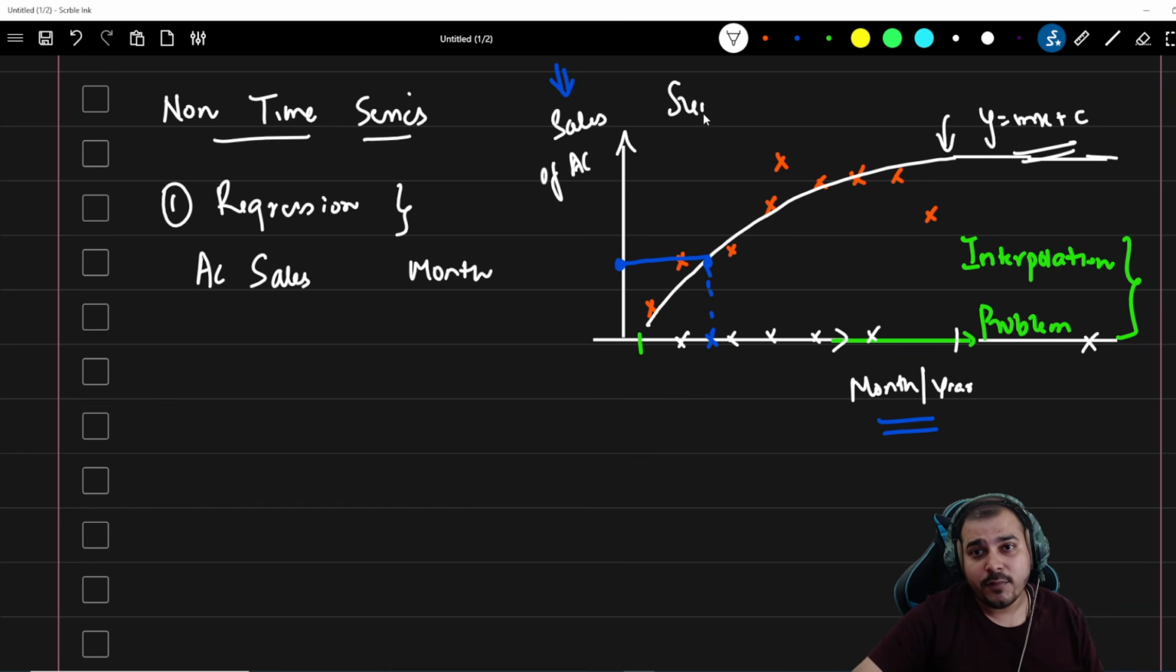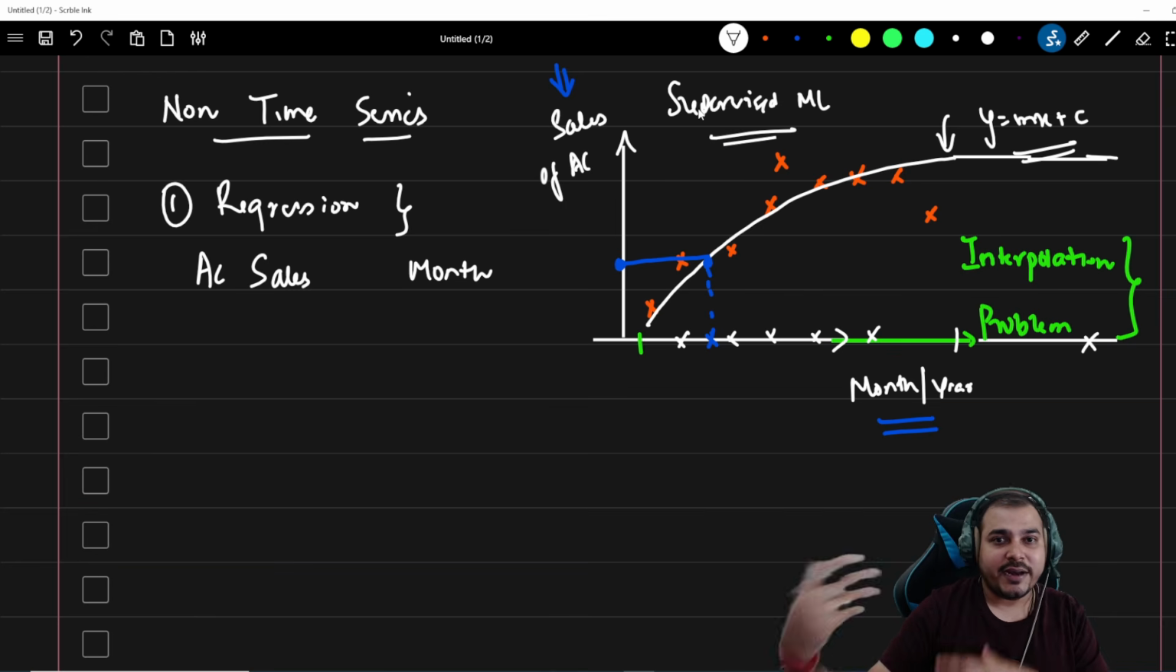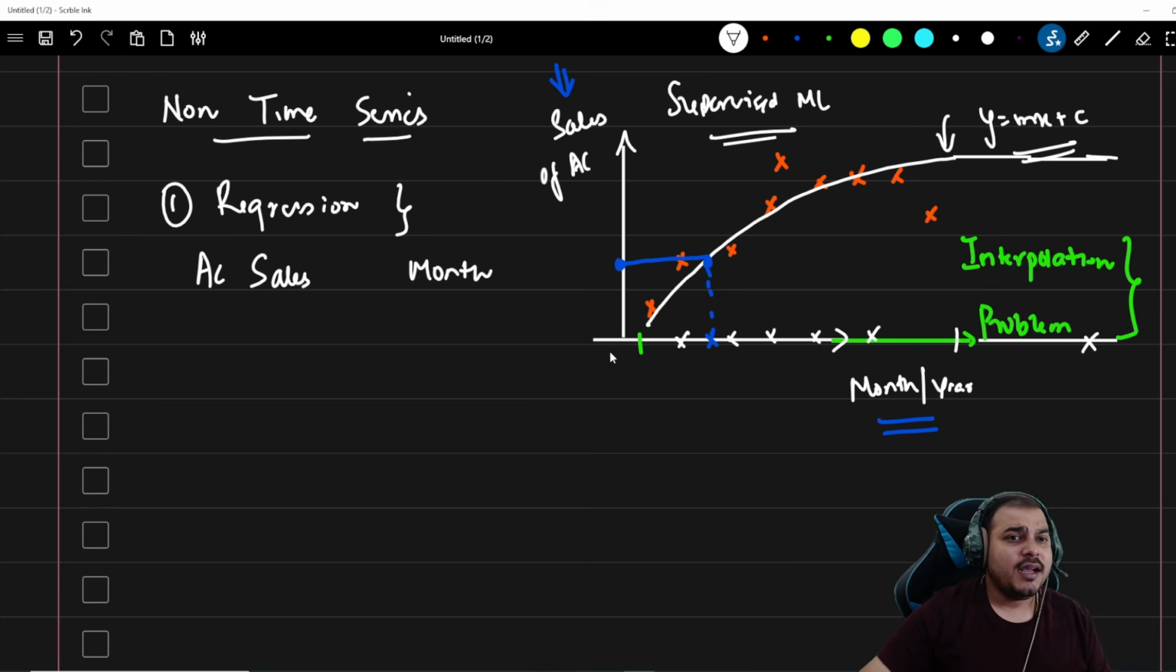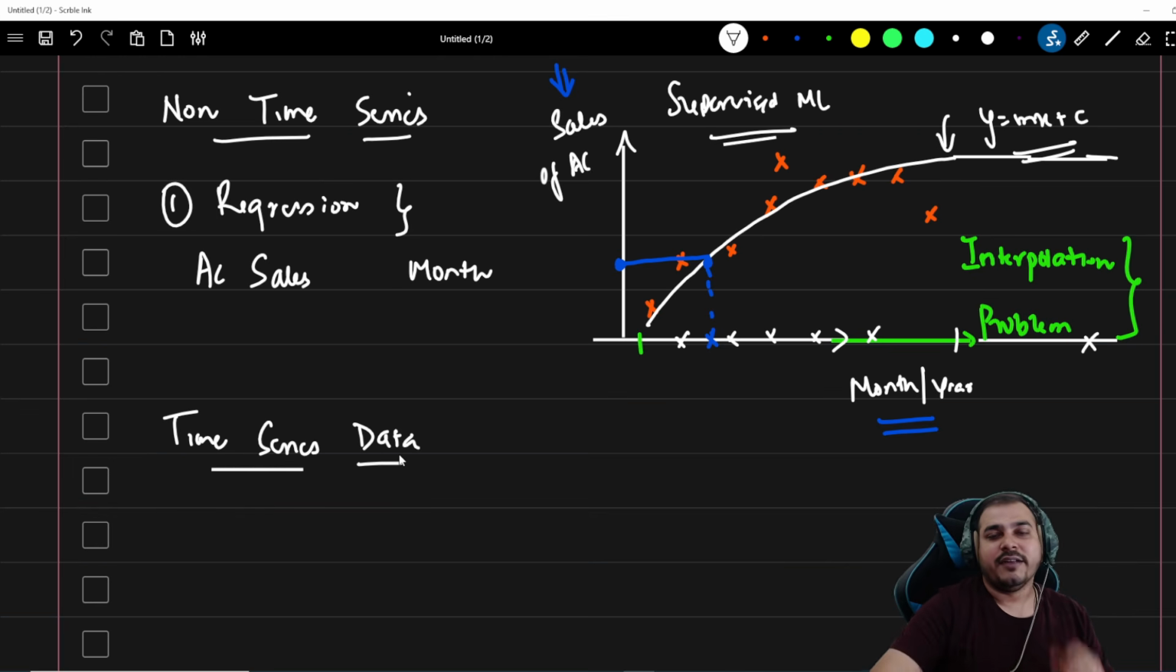So this type of problem is obviously called a supervised machine learning problem statement, right? With respect to this, you're trying to predict the sales of the AC for any kind of month, right? Suppose I take an example of time series data. Now in time series data, this will look a little bit different.